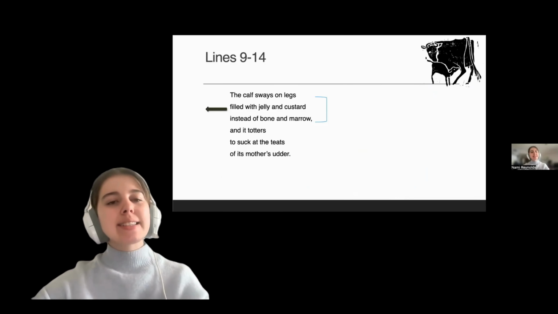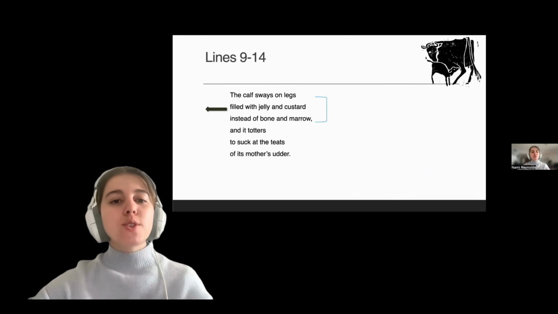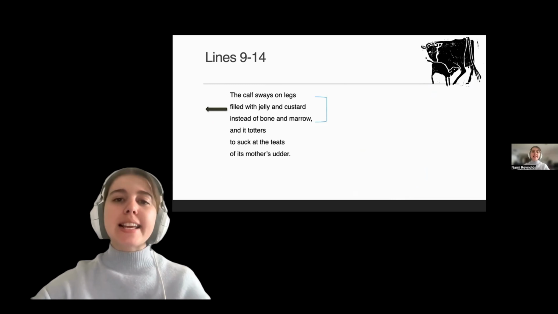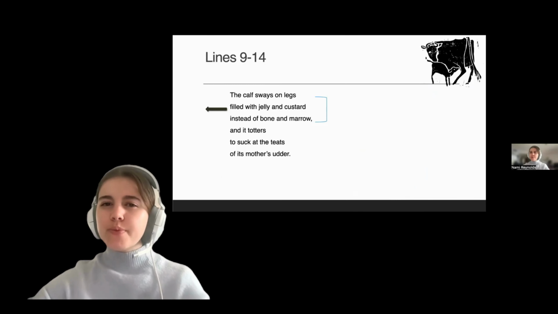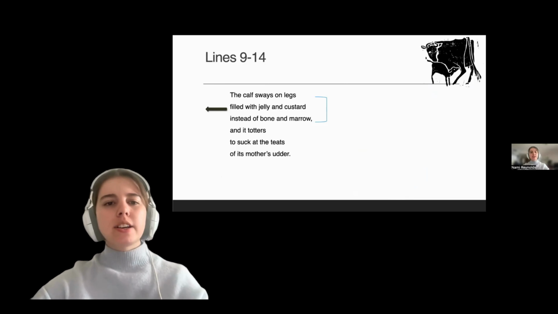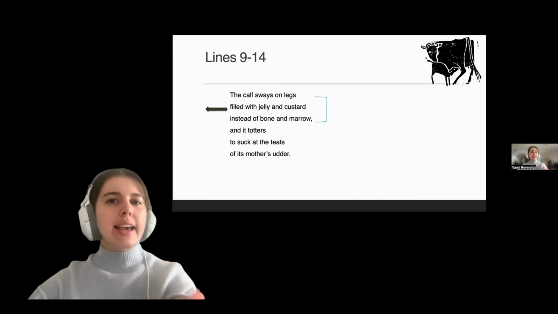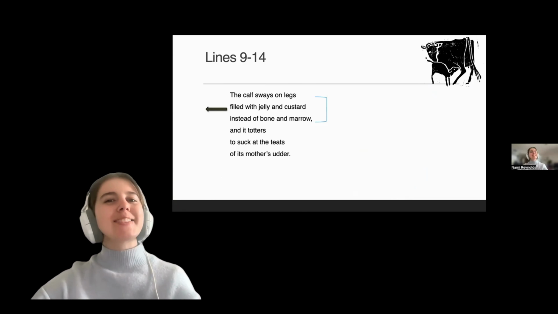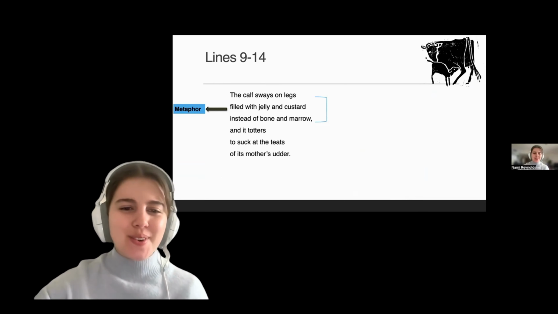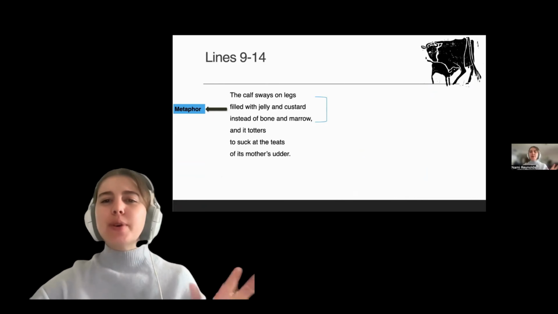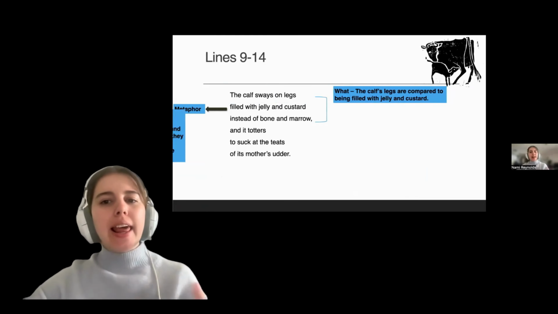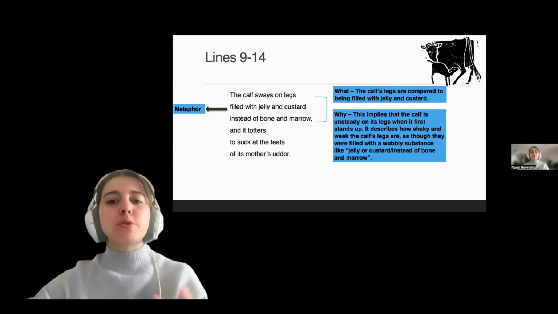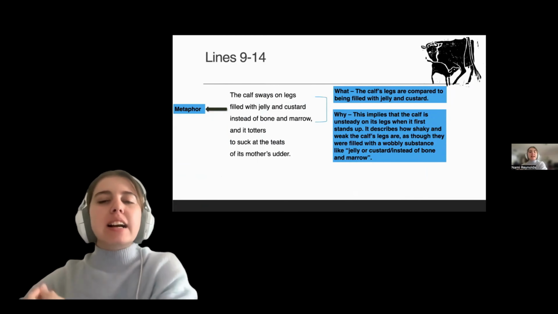Okay, lines 9 to 14. The calf sways on legs filled with jelly and custard. A statement is made, something compared. The legs are being compared to being filled with jelly and custard. So it has to be a metaphor. Yes. So what is being compared to what? The calf's legs are being compared to being filled with jelly and custard.